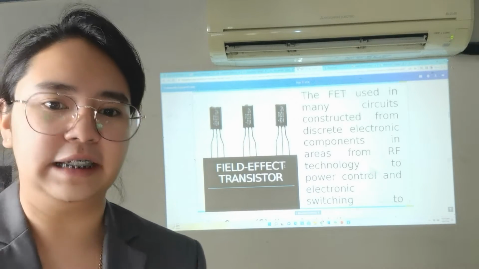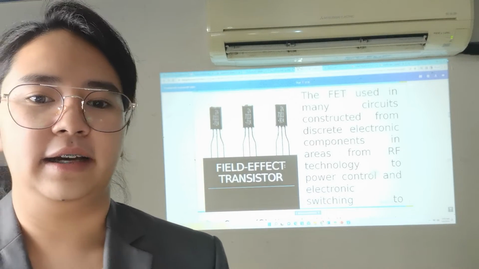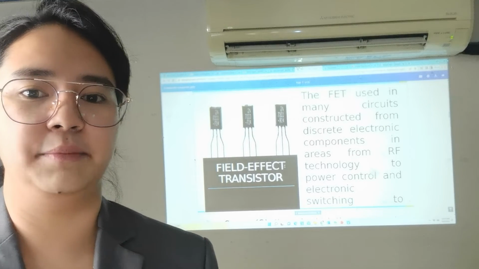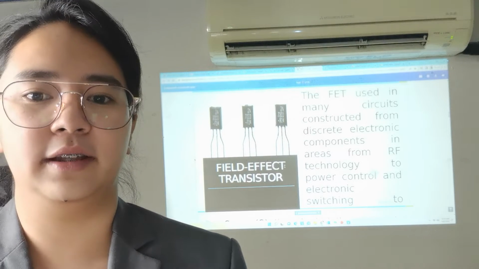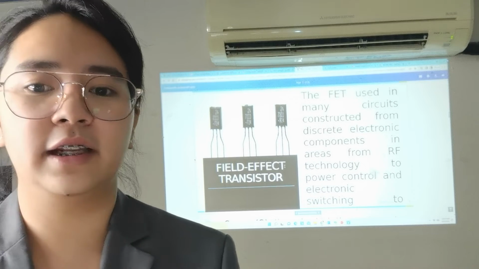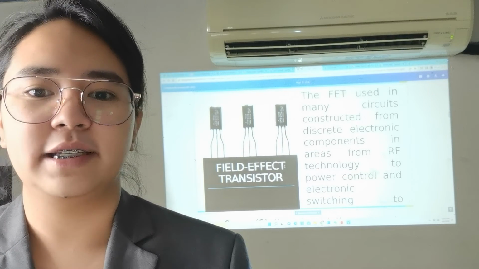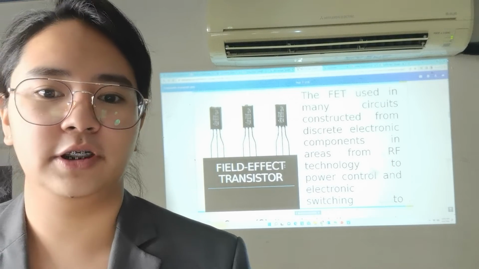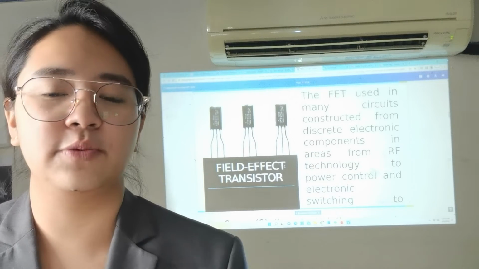The field effect transistor is used in many circuits constructed from discrete electronic components, in areas from RF technology to power control and electronic switching.